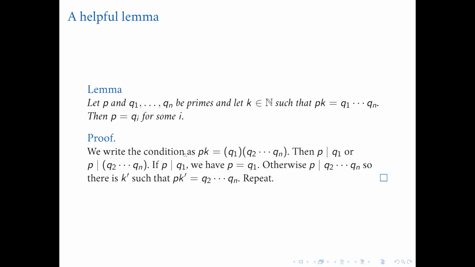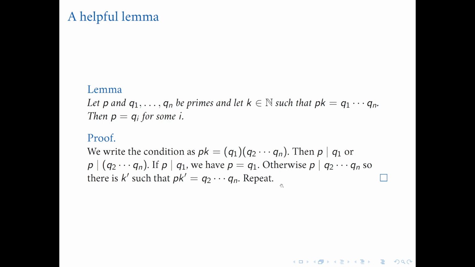So we're going to choose to write the product as pk is q1 times the product of the remaining primes. In particular, p divides the right-hand side because it clearly is a factor of the right-hand side. And since it divides a product, it divides one of the terms in the product. If p divides q1, by our helpful theorem from before, p should be equal to q1. If p divides the other portion of the product, then there's some k prime such that pk' is q2 through qn, and you just repeat this process. You keep separating off the first term from the rest, and this will terminate after at most n-1 steps. And that's the end of the proof.